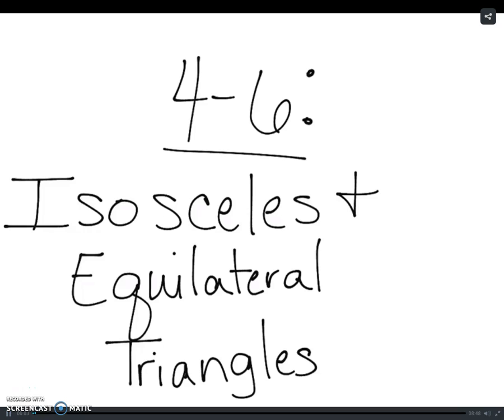Today we're going to be talking about isosceles and equilateral triangles. Some of the information that we covered here is going to sound really familiar because I've actually already introduced some of it to you as we went through these previous lessons. So first, let's talk about what is an isosceles triangle.